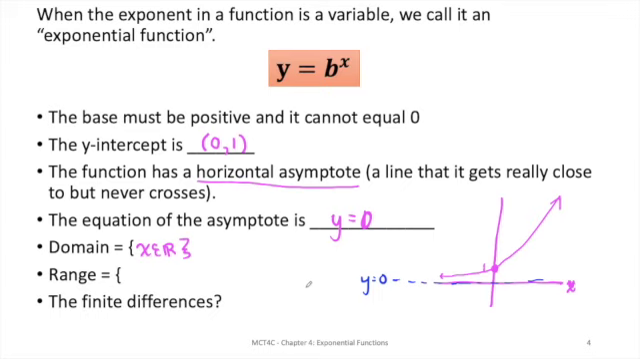Can it go down and down forever, even into our negative numbers? Nope. So we're going to write y as an element of the real number system, and our restriction is that y has to be greater than 0, and it cannot be equal to 0, right? Because it's never going to touch that asymptote. So you have to have it that it's greater than 0, okay? And don't worry about the finite differences, okay?